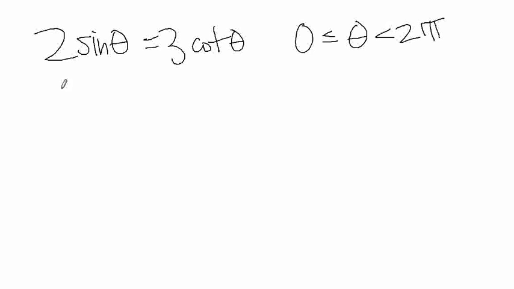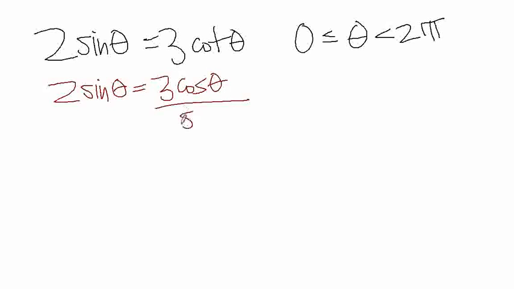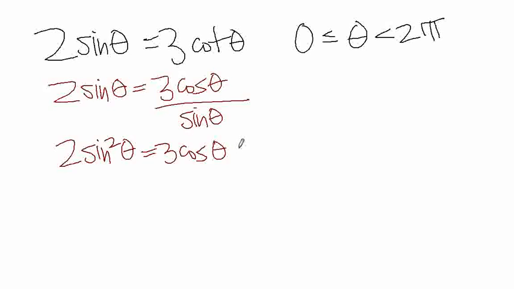All right, so I'll go ahead and work this one out as well. First, let's replace the cotangent of theta with the cosine of theta over the sine of theta. All right, we still don't have a single type of trigonometric function, but let's keep going. Let me cross multiply. 2 times the sine squared of theta equals 3 cosine of theta.